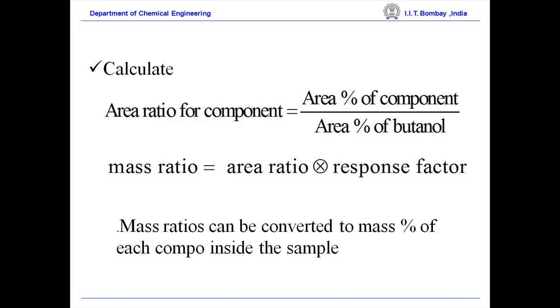Get the area ratios of each component with the butanol and multiply it with response factor to get the mass ratios. Mass ratios can be converted to mass percentage of each component inside the sample.